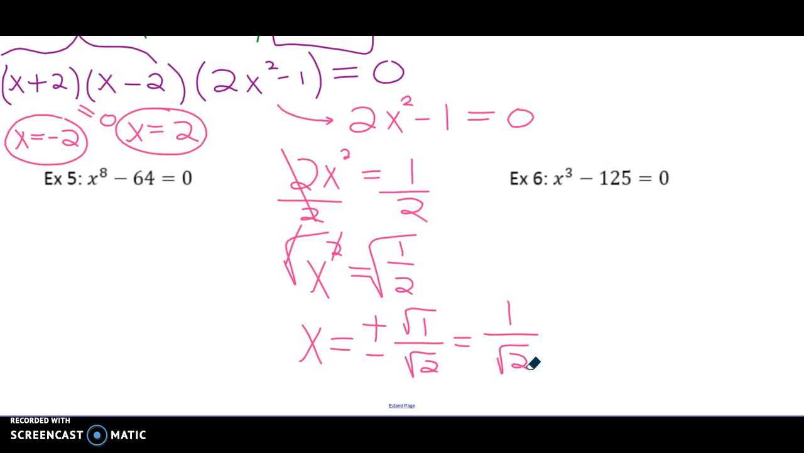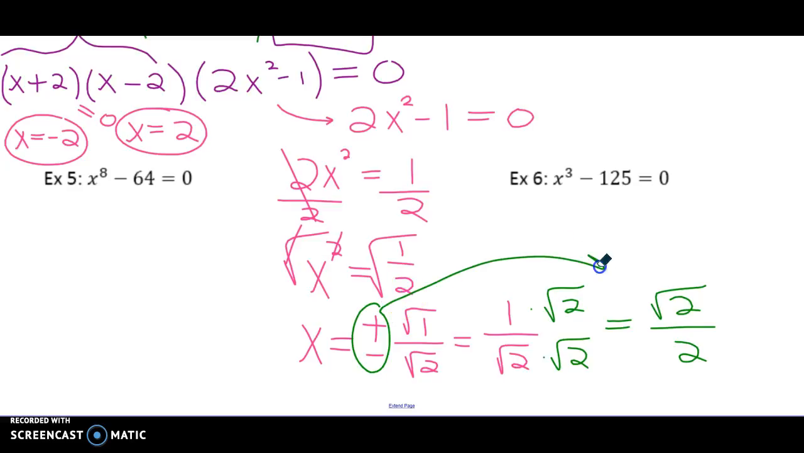Now, if we really wanted to get into this, that's not a good answer, because square roots in the denominator are not good, remember? So what do I need to do to get rid of a square root in the denominator? Multiply it by itself on the top and the bottom, which gives us the square root of 2 over 2. That is the best answer. But don't forget, we need to carry this all the way over to here. It's really 2 answers: plus or minus the square root of 2 over 2.